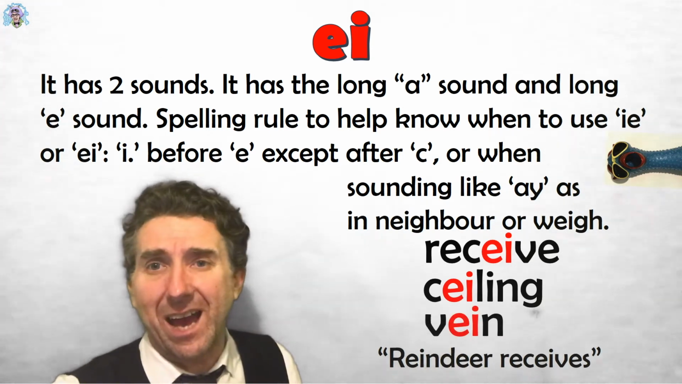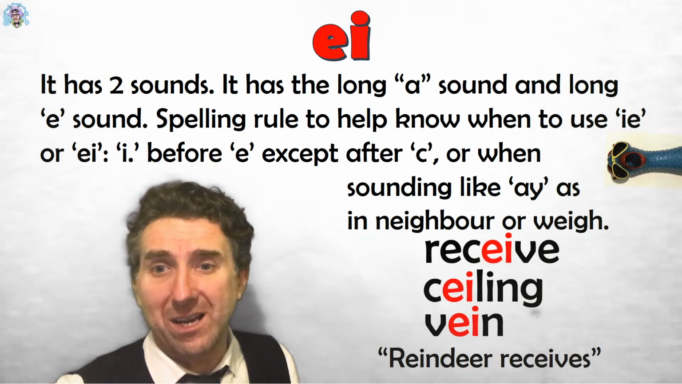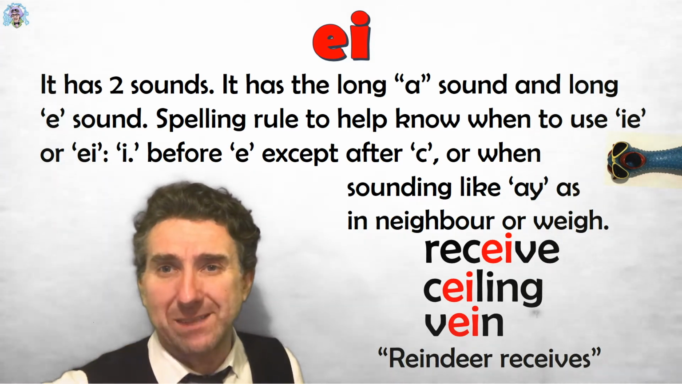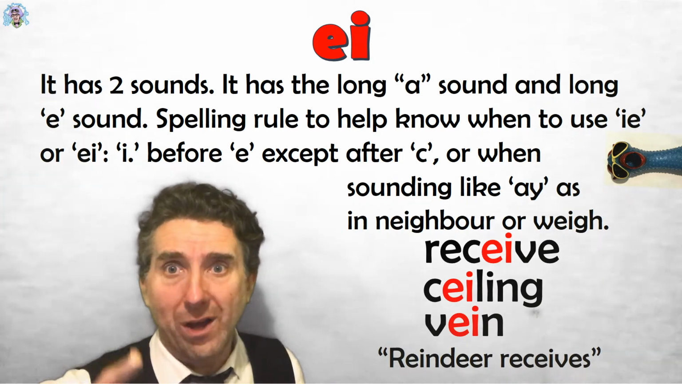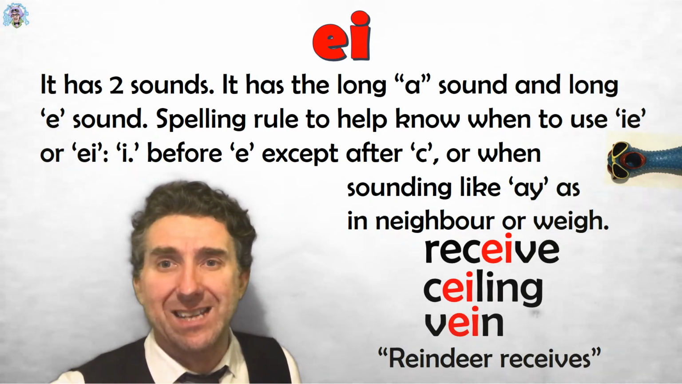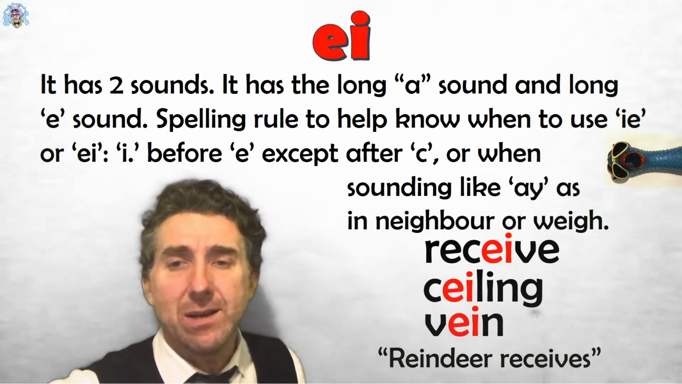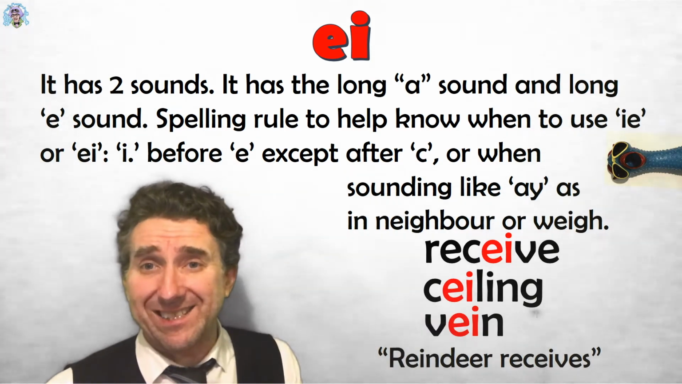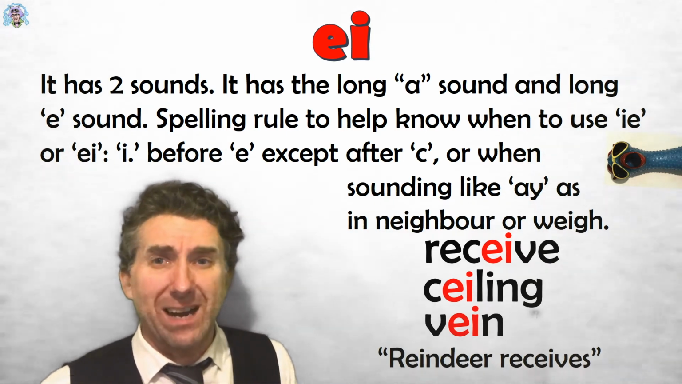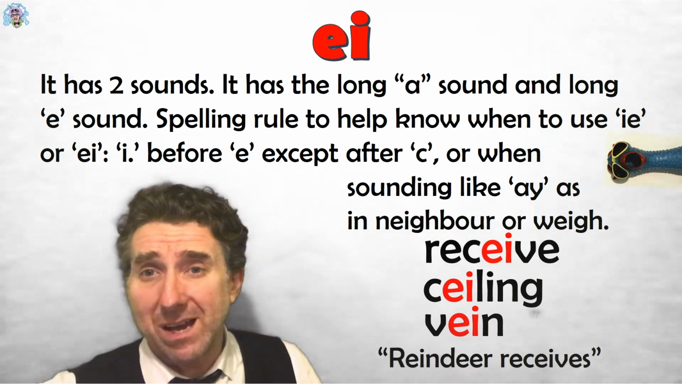Okay, another one is vein. Okay, there you go. This is an A sound. So, like I said, it's the second part of that rule: I before E except after C, or, this is the part of the rule that applies, or when sounding like A as in neighbour or way. Okay, good. Awesome. Now, the phrase that helps me out with this one is down the bottom here as well, which is reindeer receives. Reindeer receives. Okay? Hopefully that helps you remember the sounds that EI makes.